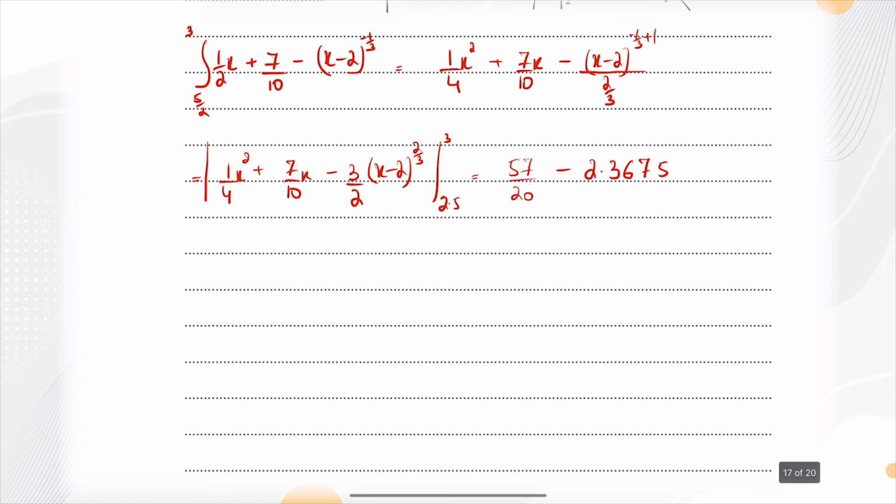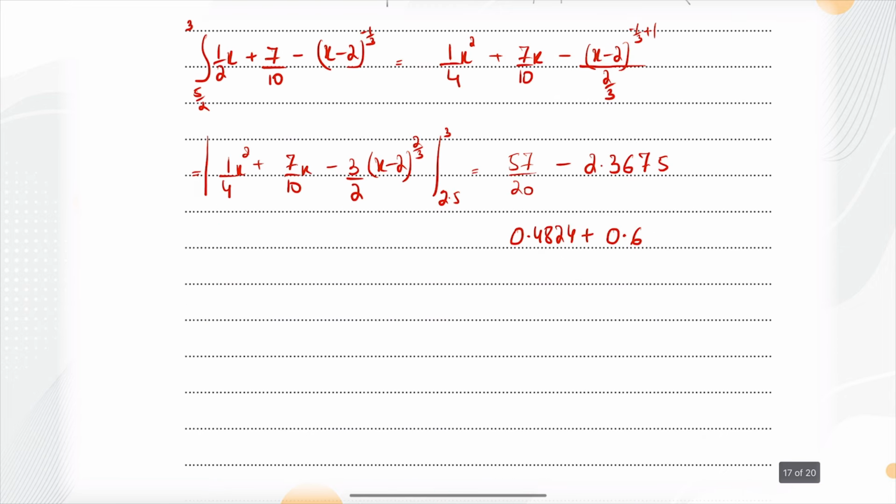Okay, now we get to the final answer. So 57 upon 20 minus the last answer that I got. So we're looking at 0.4824 plus the area of triangle, which we worked out earlier, which was 0.6. Okay, so plus 0.6 gives us 1.08. So 1.08 square units is your final answer.